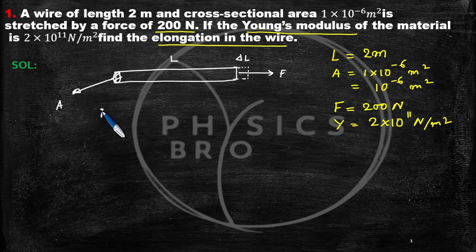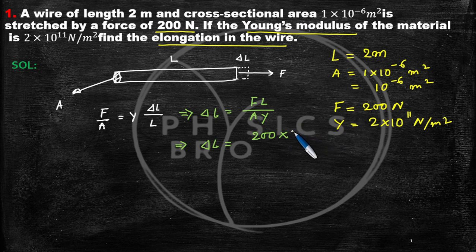Now, the formula says F by A equals Y into delta L by L. So from this we can easily calculate delta L, or delta L equals F L by A into Y, or delta L equals F is 200 and L is 2, and A is 10 to the power minus 6, Y is 2 into 10 to the power 11.